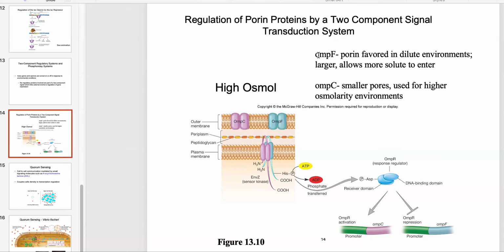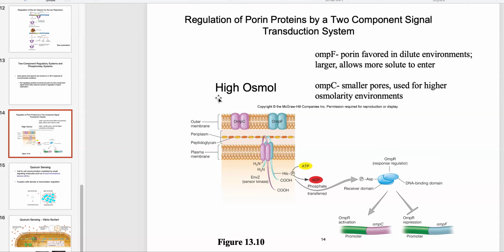The OMP-F porins that you see here are favored in dilute environments because they have very large pores. So they allow more solutes to enter. So if you're in a dilute environment, you want big pores to allow the very small bits of solutes to come into the cell so you can balance across the membrane. If you're in a high osmolarity environment with lots of dissolved stuff, then you want OMP-C, smaller porins. And so the microbe can actually regulate the proportion of these depending on the conditions.